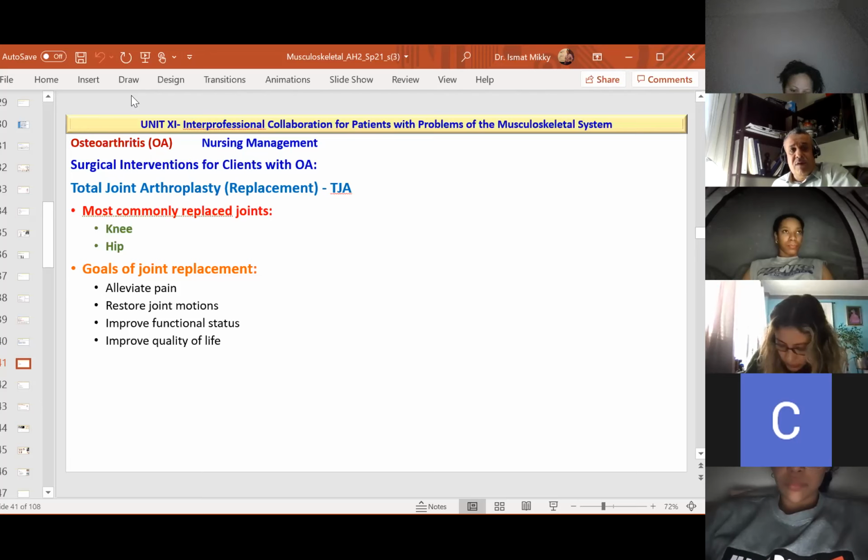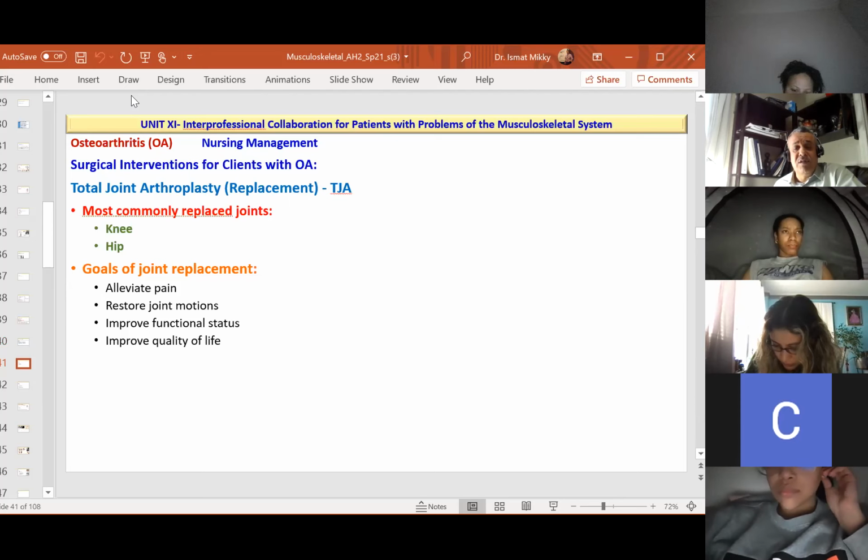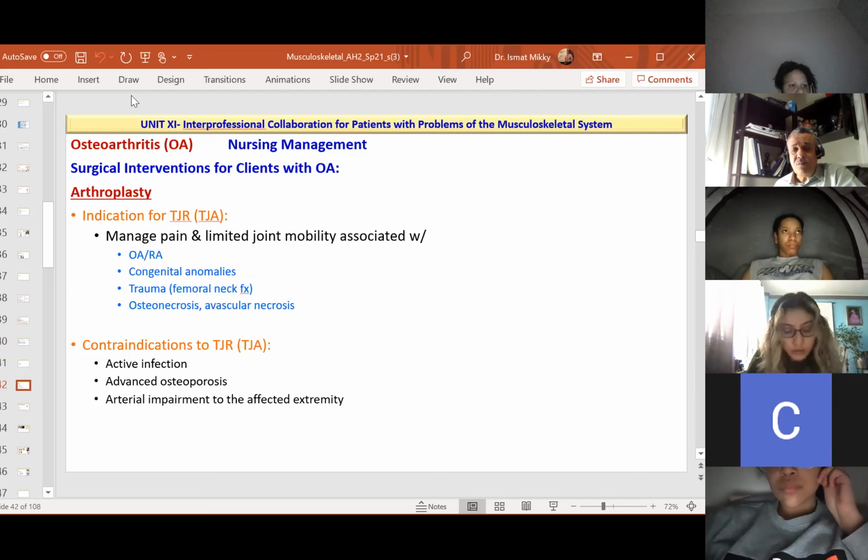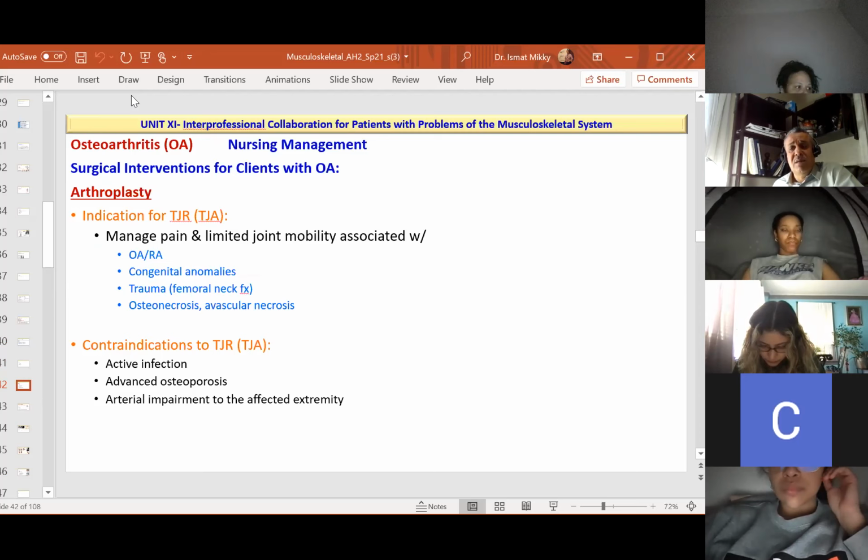So goals of joint replacement: alleviate pain, obviously, and then to restore joint motion, improve functional status, improve quality of life. And the indications for the joint replacement in general is the advanced osteoarthritis or rheumatoid arthritis, because both conditions can cause cartilage destruction and damage.